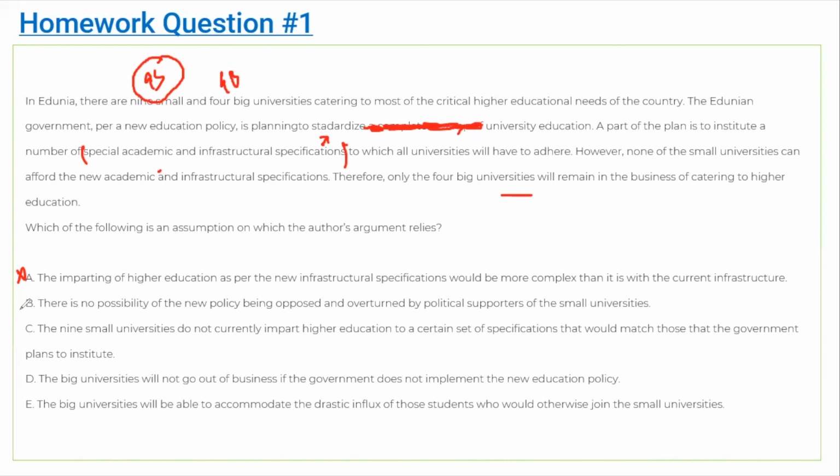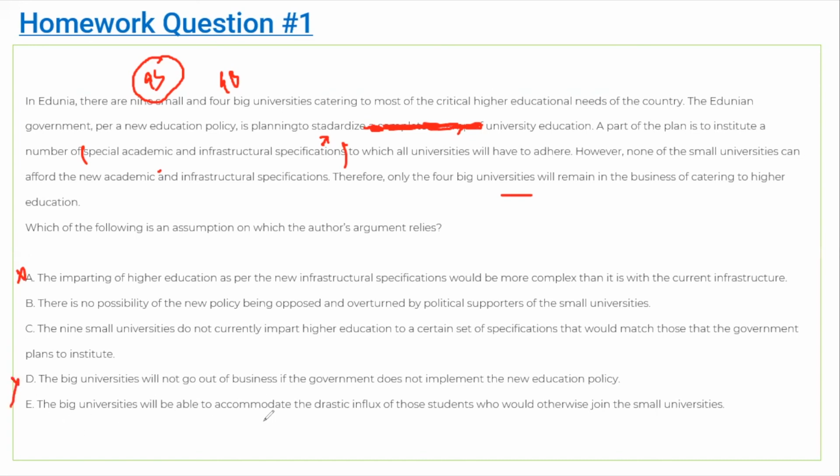I'll come back to B and C very soon, and I think you know why. So let's go to D and E. The big universities will not go out of business, but we already know that, if the government does not implement the new education policy. That is not what the conclusion is about. The conclusion is about what will happen if the education policy is in fact instituted, and that too, what will happen to the small ones. The fact that the big ones will not go out of business is something that we anyway knew, but option D doesn't tell us whether institution of the new policies will get the small guys out of business. So again, irrelevant, goes out.